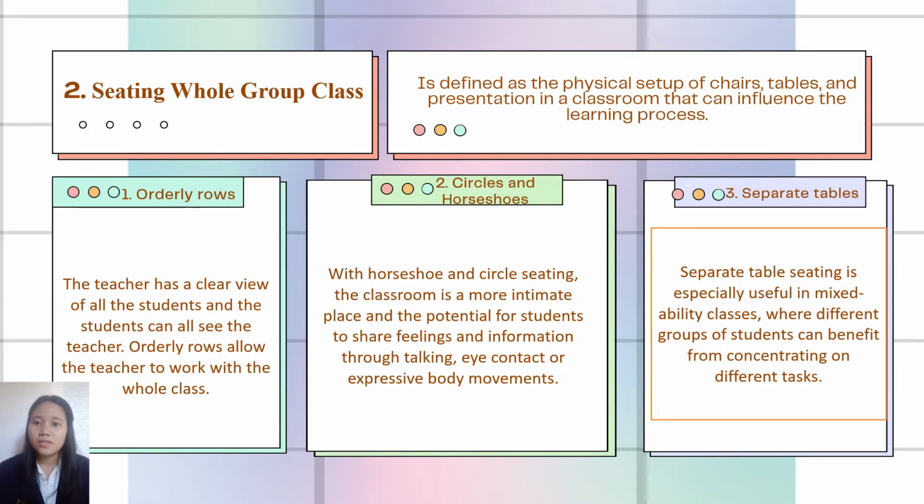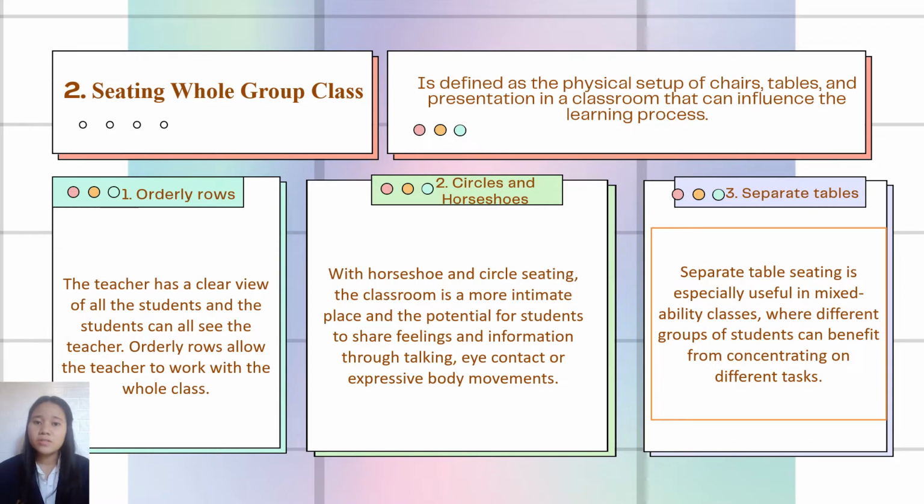And the second is circle and horseshoe. Two other common seating arrangements are circle and horseshoe. These are especially appropriate for smaller groups. With horseshoe and circle seating, the classroom is a more intimate place and the potential for students to share feelings and information through talking, eye contact, and expressive body movement like eyebrow raising, shoulder shrugging, etc. is far greater than when they are sitting in rows.